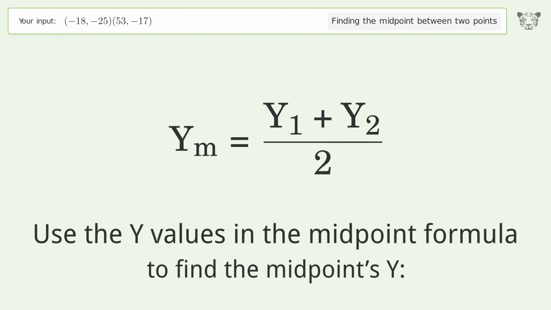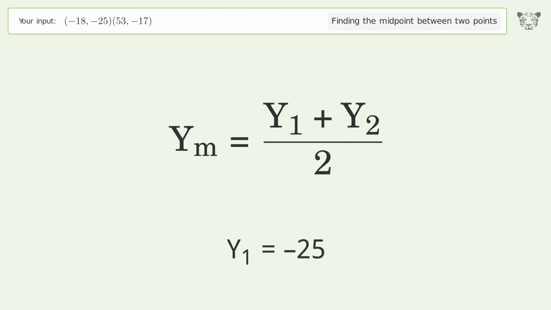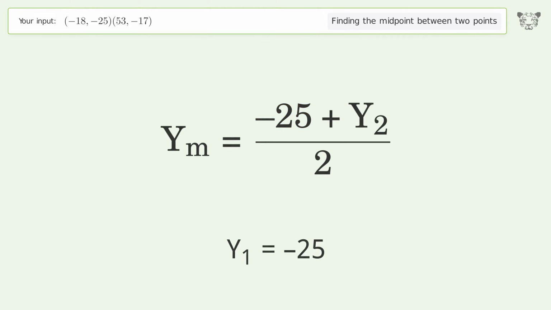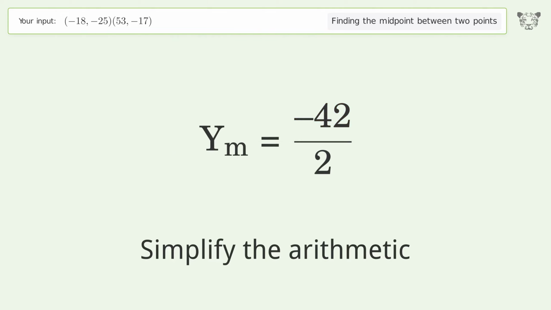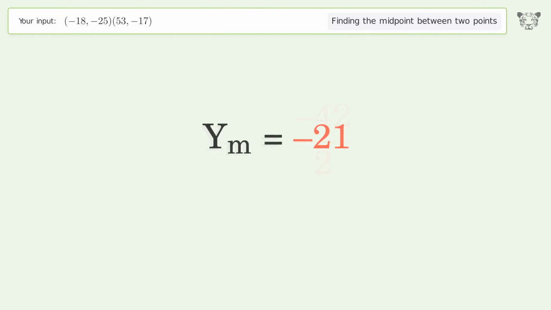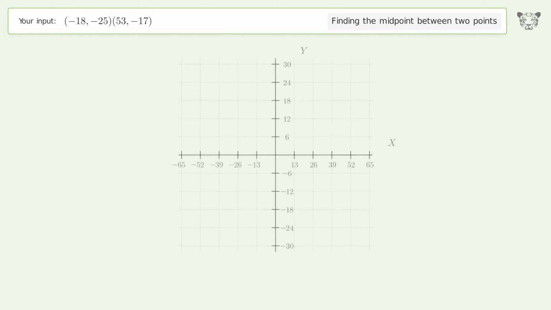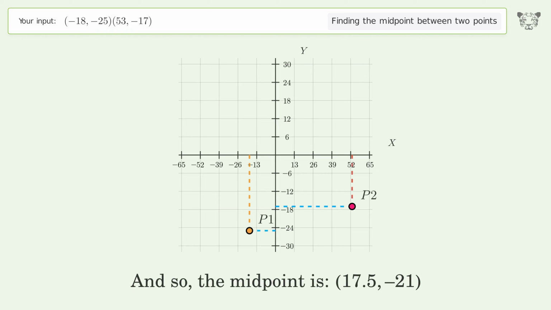Use the y values in the midpoint formula to find the midpoint's y. y1 equals -25. y2 equals -17. Simplify the arithmetic. And so, the midpoint is (17.5, -21).